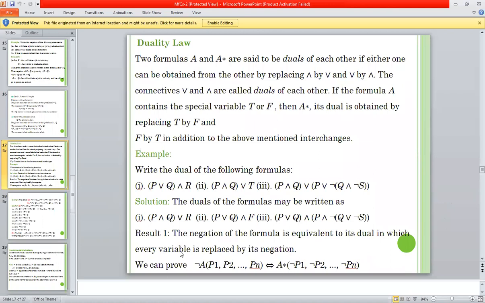We can prove this statement by the relation: negation A of P1, P2 and so on Pn is equivalent to A star of negation P1, negation P2 and so on negation Pn. Okay.